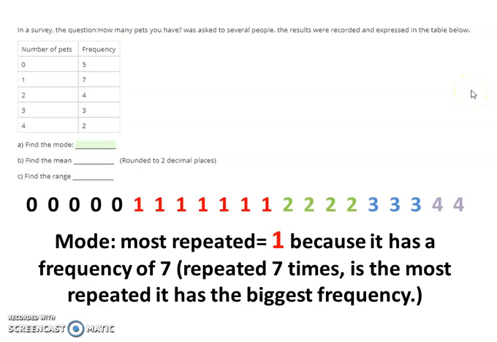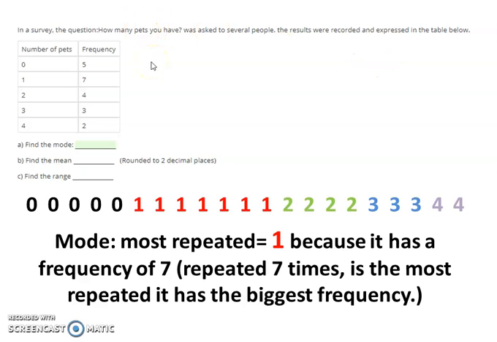Hello. Now I would like to talk about this exercise that was on the quiz, about getting the mean, the median, the mode, and the range from a table. This was one of the questions in which you had a lot of trouble. So please watch the video till the end to learn a little bit.